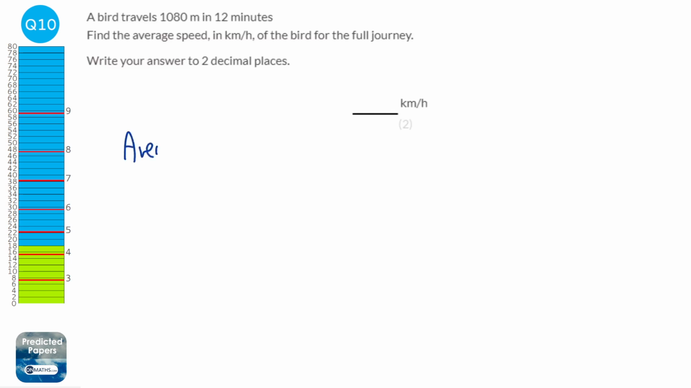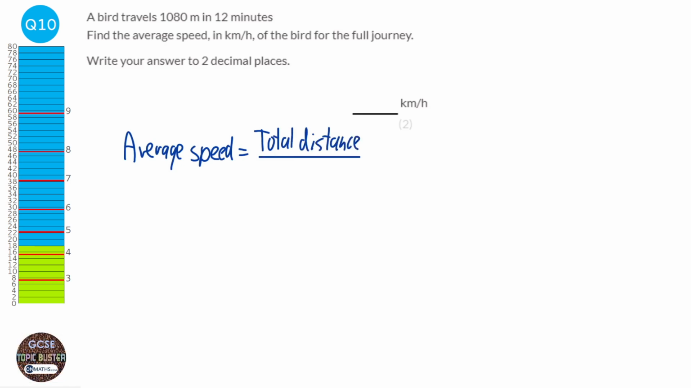To find average speed, we do the total distance and we divide it by the total time. Now, in this question, we've got a bit of an issue because the question wants kilometers per hour, but the units are given to us in meters and minutes. So we just need to do some basic conversions.